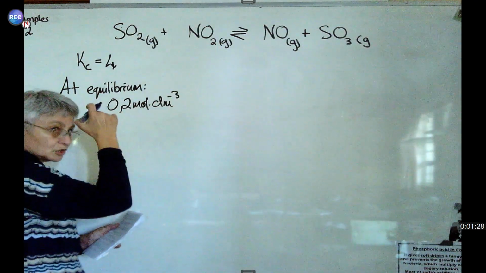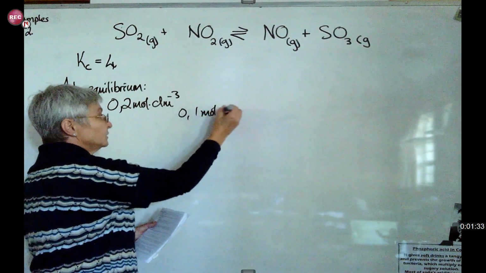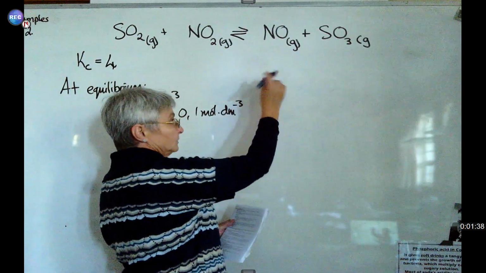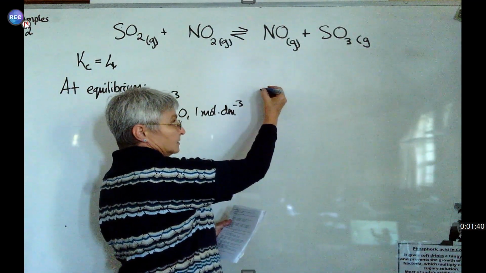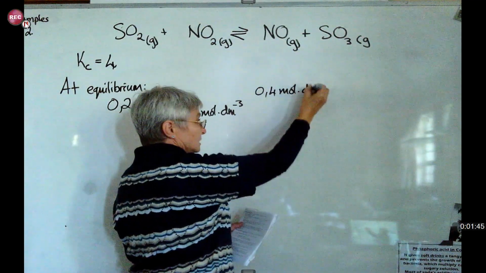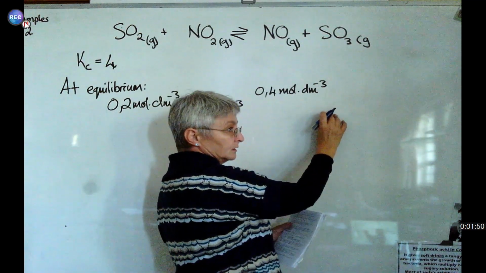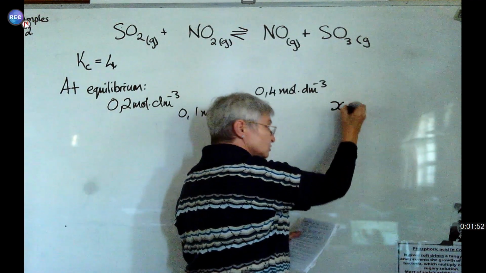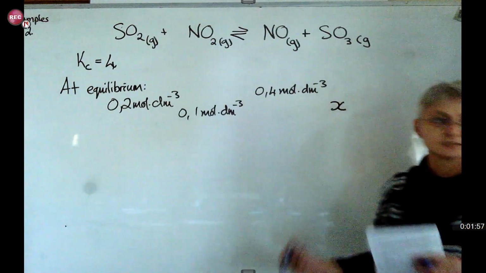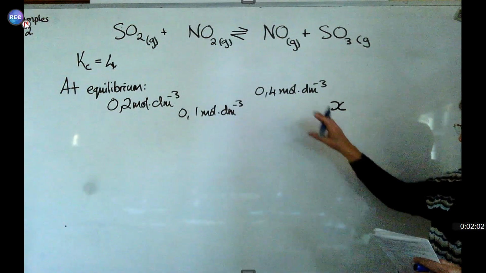And the concentration of NO2? 0.1 mole per cubic decimeter. And the concentration of NO, nitrogen monoxide? 0.4 mole per cubic decimeter. And the concentration of sulfur trioxide? It's unknown. In mathematics, if something is unknown, I can say it's X. They're asking us to get X.